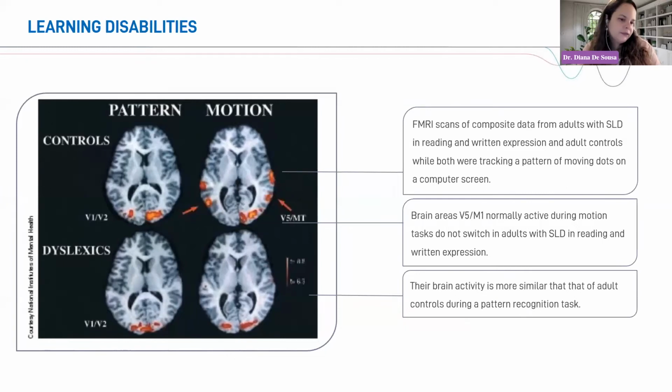So the person with a learning disability is much more stuck on processing and recognizing what was projected on the screen. So you can see that they look as if they're in the earlier stage of the task, recognizing what the object was that they were meant to track. On the next slide.